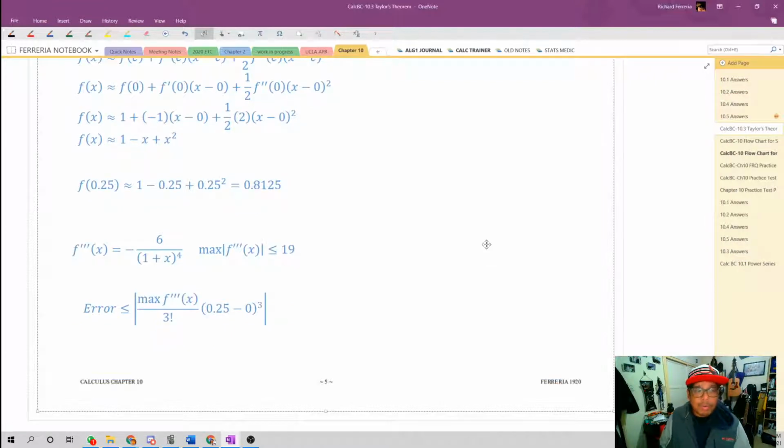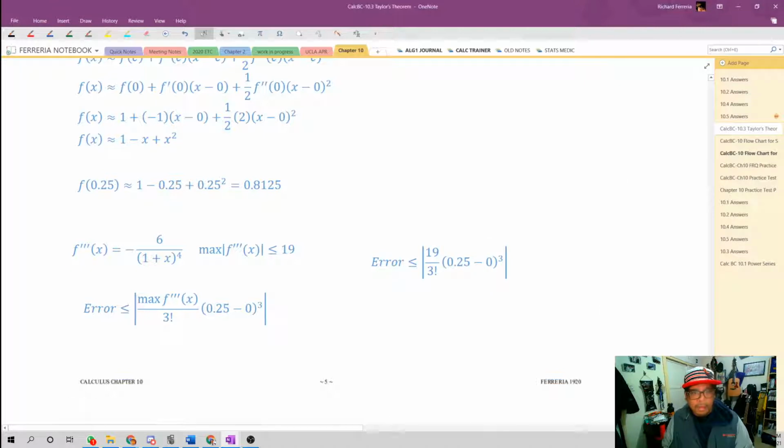Now the Lagrange error formula says that the error is going to be less than the maximum of the third derivative over 3 factorial, because we had a second-ordered polynomial, multiplied by 0.25 minus 0 to the third power, because we're evaluating our polynomial at 0.25, and the center of our polynomial is 0. We know our maximum is 19, so now we just need to simplify. My error is less than 0.04947.